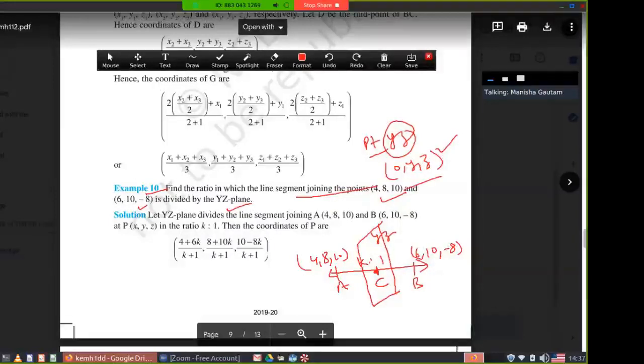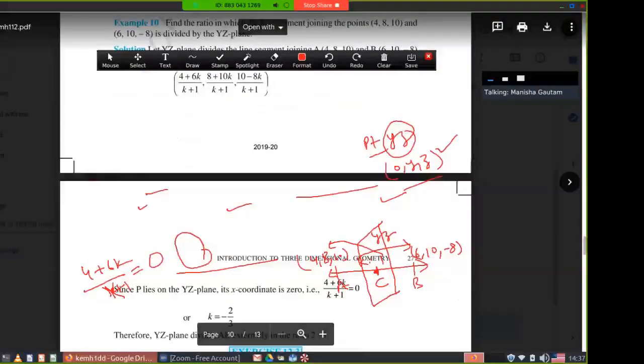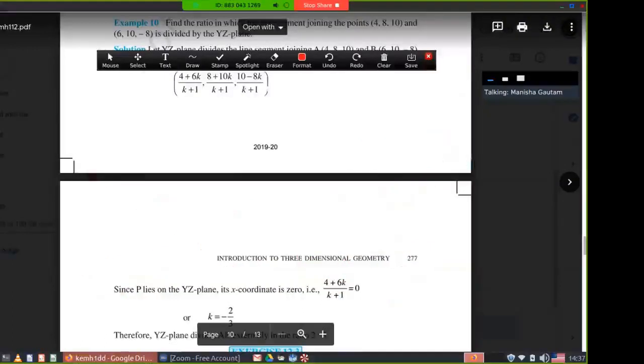Now, first of all, you calculate the coordinates of C by using the section formula. These are the coordinates of C. If it is lying in the YZ plane, then this x coordinate will be equal to 0. It means (4 plus 6k) upon (k plus 1) will be equal to 0. From here, you can get the value of k. Let's see. That is equal to -2/3. I think it is clear now.